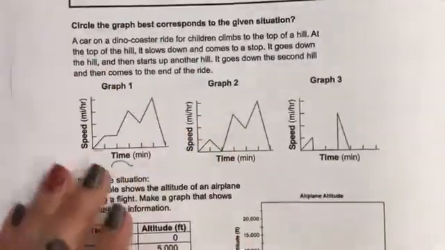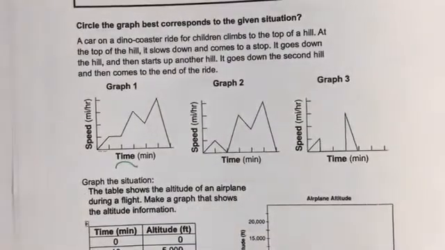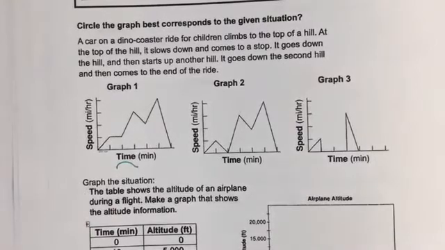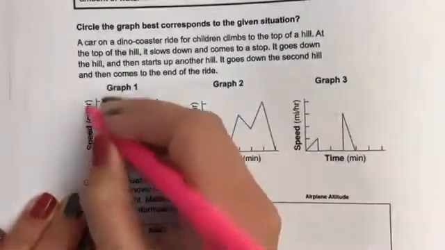This one talks about a car on a dino coaster ride for children, climbs the top of a hill. At the top of the hill, it slows down and comes to a stop. It goes down the hill and then starts up the hill. It goes down the second hill, and then comes to the end of the ride. So in this case, our axis labels are time and speed.